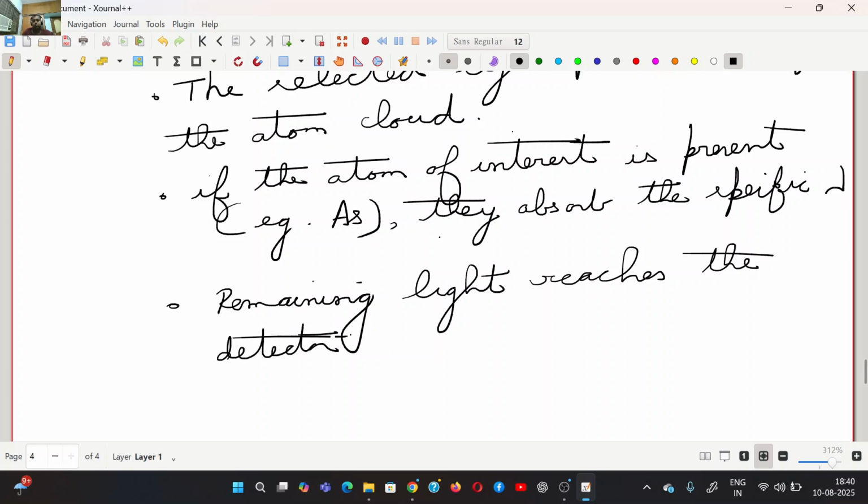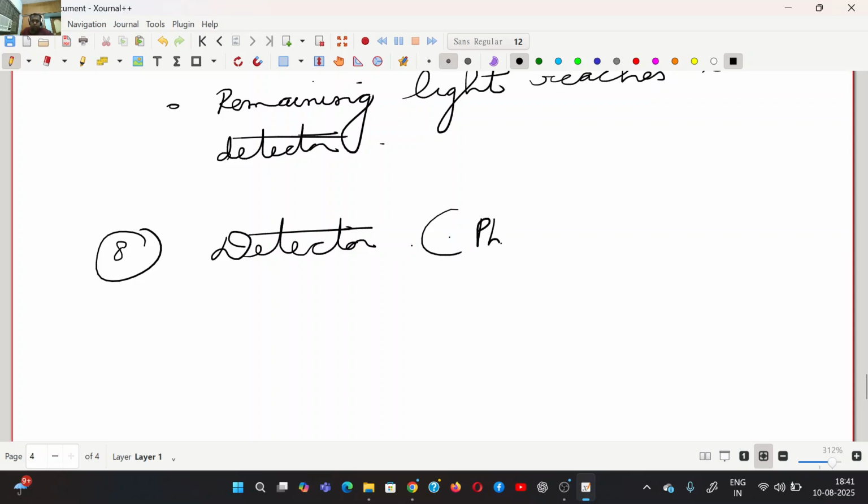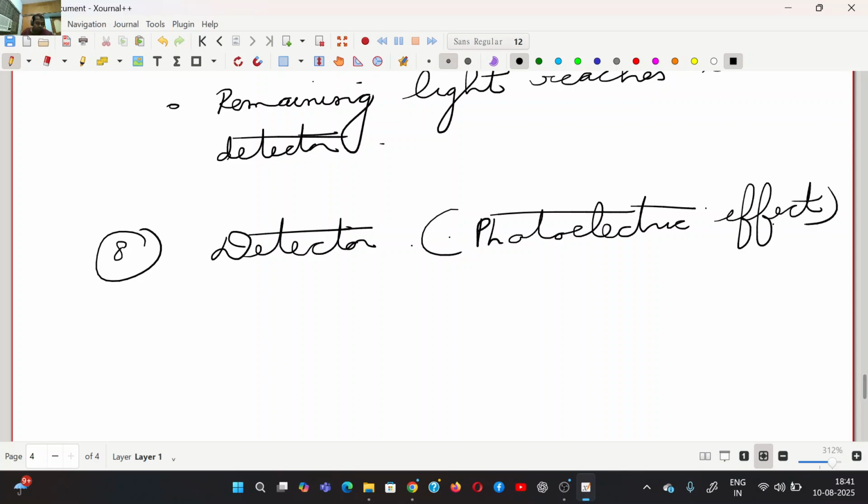So by now it must be obvious to you what our next step is. Our next step is the detector. Here there is one more concept that is known as the photoelectric effect. This is what fetched Einstein the Nobel Prize. So this is a concept that we'll use in detectors.